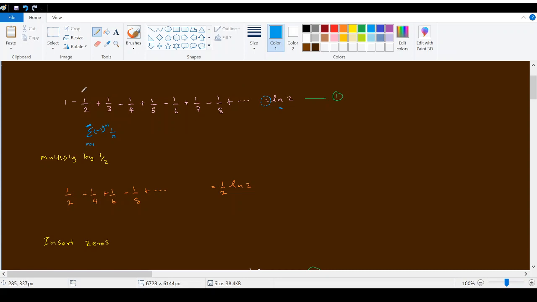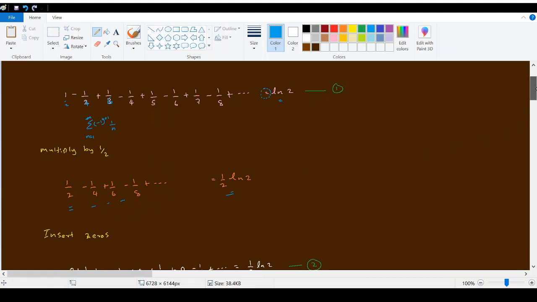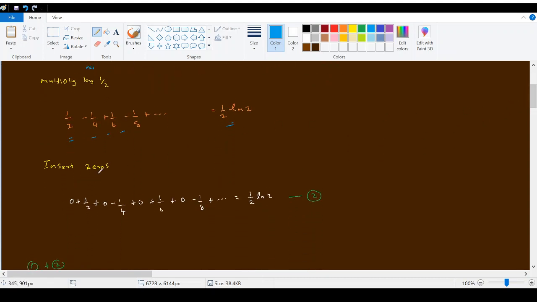Okay, so now we know this one. Then let's multiply it by half. So we multiply each and every term by half. So the right hand side will be equal to this one and the left hand side will be equal to this one, because now each and every term will be multiplied by half. So it will be like this. And then what we do is we insert zeros after each and every term.